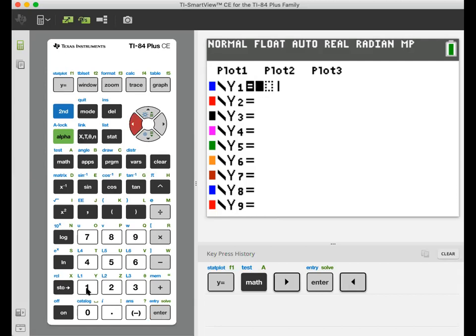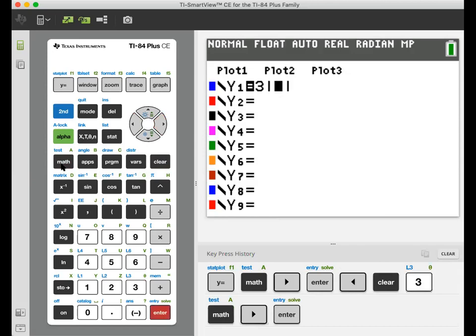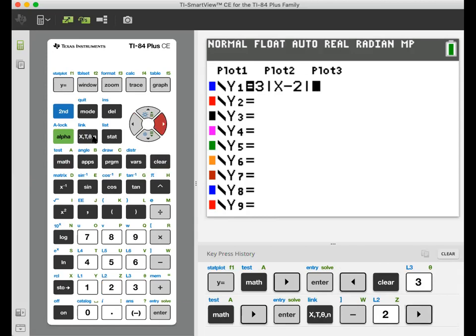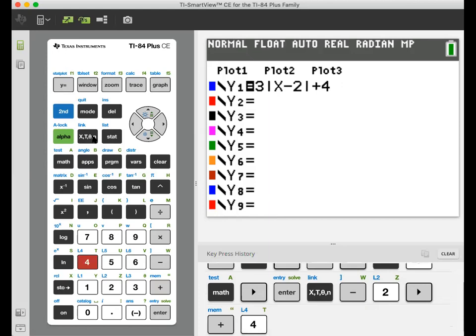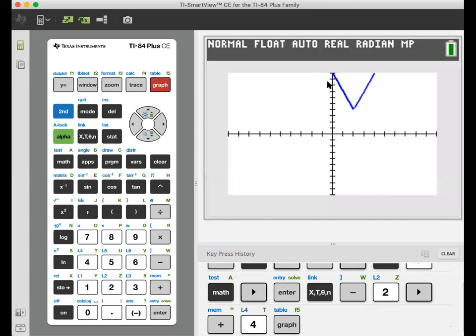But we're going to go through and type our equation. So I got a little ahead of myself. The equation that we're typing in is 3, then I want the absolute value. So I'm going to go math, arrow right to NUM, enter for number 1, and then I'm going to type in x - 2. Now to get out of the absolute value symbol, you do have to hit right, otherwise it'll just keep typing inside, and then we're going to add 4. Now if you want to see the graph, you can choose to graph it, and there is your V.